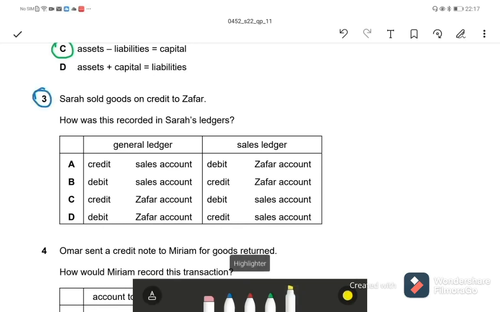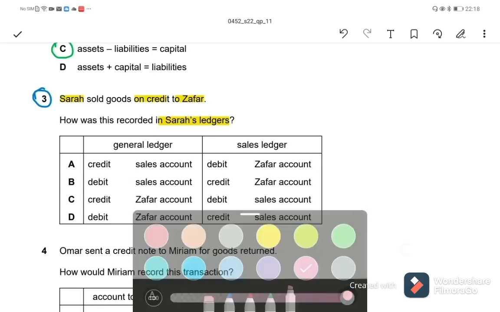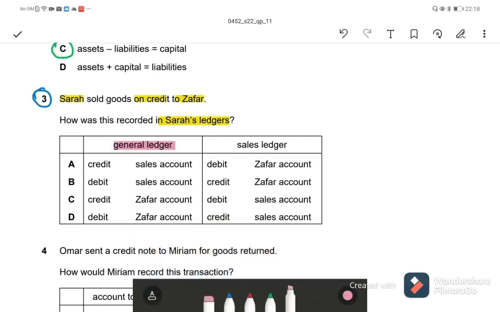Question number 3. Sarah sold goods on credit to Zafar. How was this recorded in Sarah's ledgers? Sarah is the supplier. Zafar is the customer. Here they are given two options, general ledger, sales ledger. When selling goods on credit to Zafar, sales is always credit. What is the journal entry?